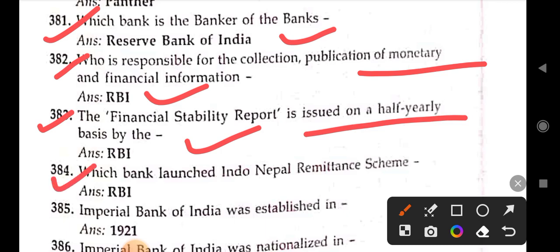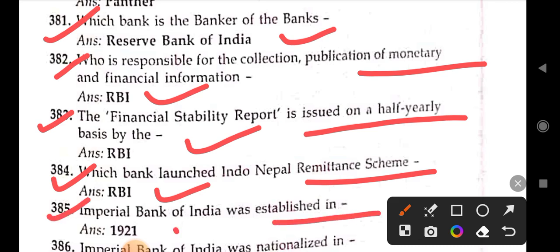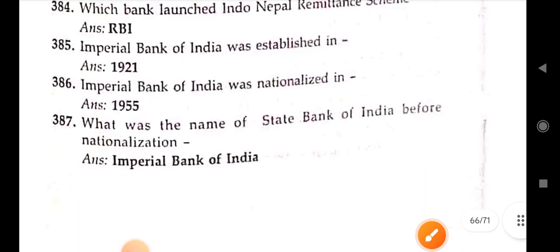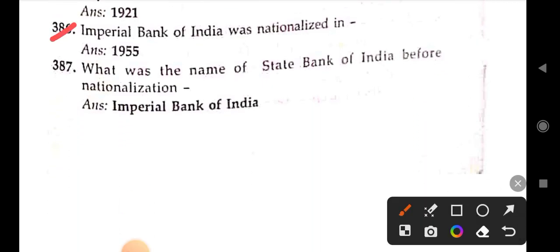Which bank launched the Indo-Nepal remittance scheme? RBI. The Imperial Bank of India was established in 1921. The Imperial Bank of India was nationalized in 1955. What was the name of State Bank of India before nationalization? Imperial Bank of India.